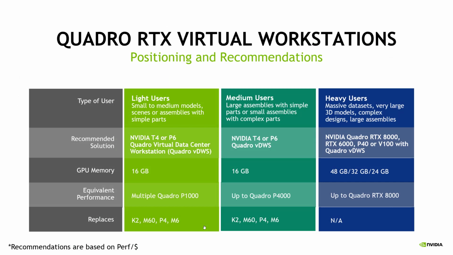Another way of looking at this is to look at what types of workloads they're using. So light users, medium users, heavy users. For light users, people who are maybe viewing data models and not really editing them, just viewing that stuff, then something like a T4 or a P6, if you're in a blade form factor, would be great for you. Medium size assembly, again, a T4 going up there as well. Heavy users, we're talking about the RTX range of cards, P40, V100, that sort of thing.